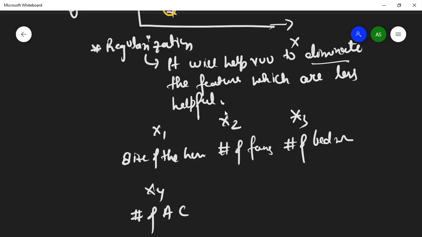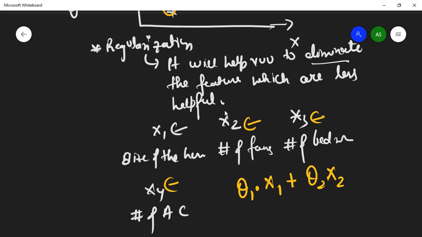Okay, and now for each feature x1, x2, x3, x4, we'll have some parameter weights, like theta 1 times x1 plus theta 2 times x2 plus theta 3 times x3 plus theta 4 times x4.